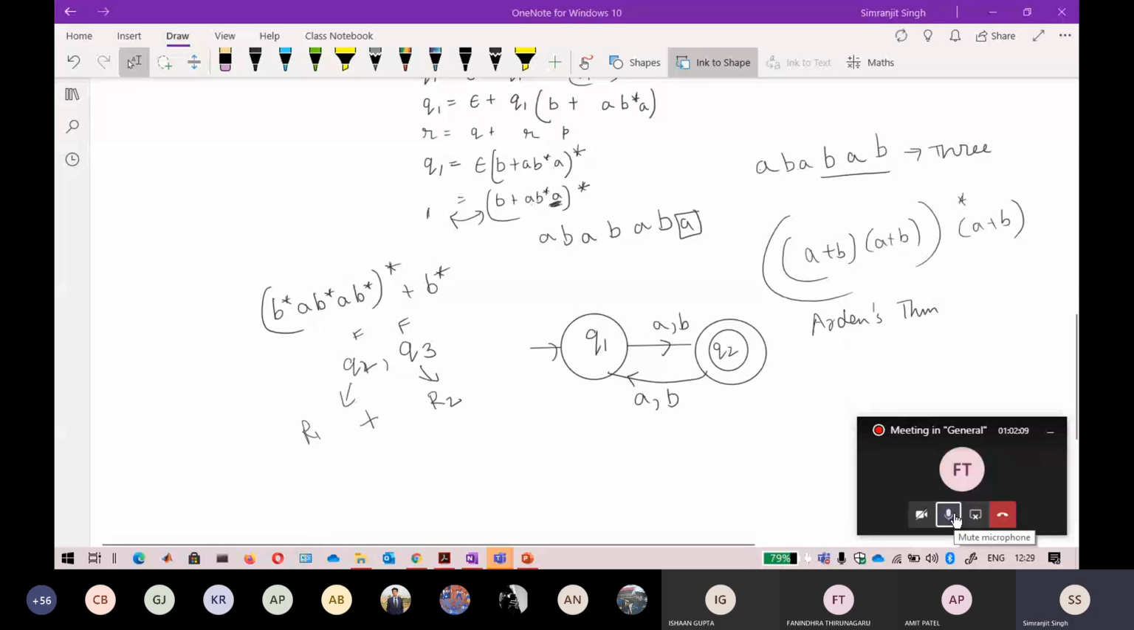Okay, remember whenever you are multiplying epsilon, it will act as a 1. Okay, so epsilon b is b. Keep that in mind.